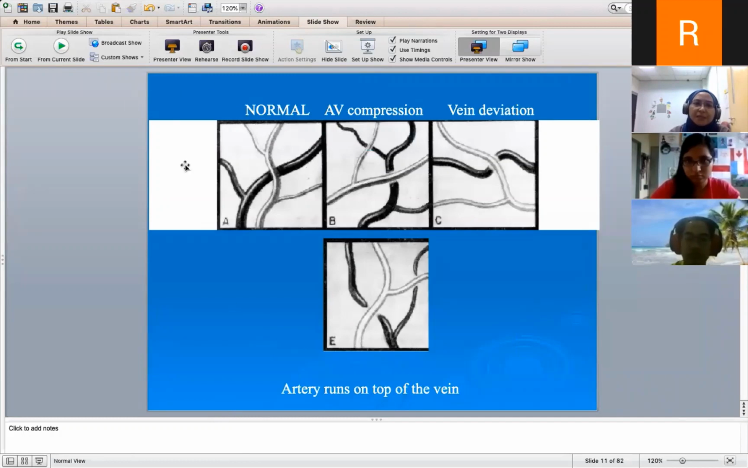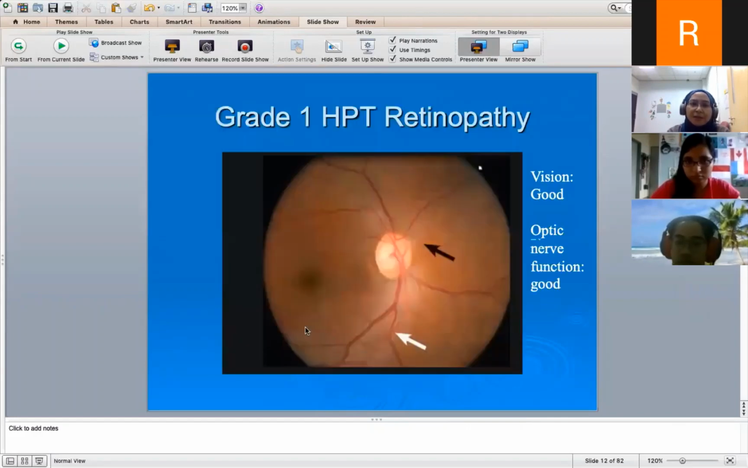Now, this is just to show you how it looks. Normal condition, size looks normal, looks nice, artery over vein. Then slowly you can see the thinning of the compressed vein. Slowly it becomes tortuous and deviated and eventually becomes your AV nipping. Yeah, so that is how it will appear.